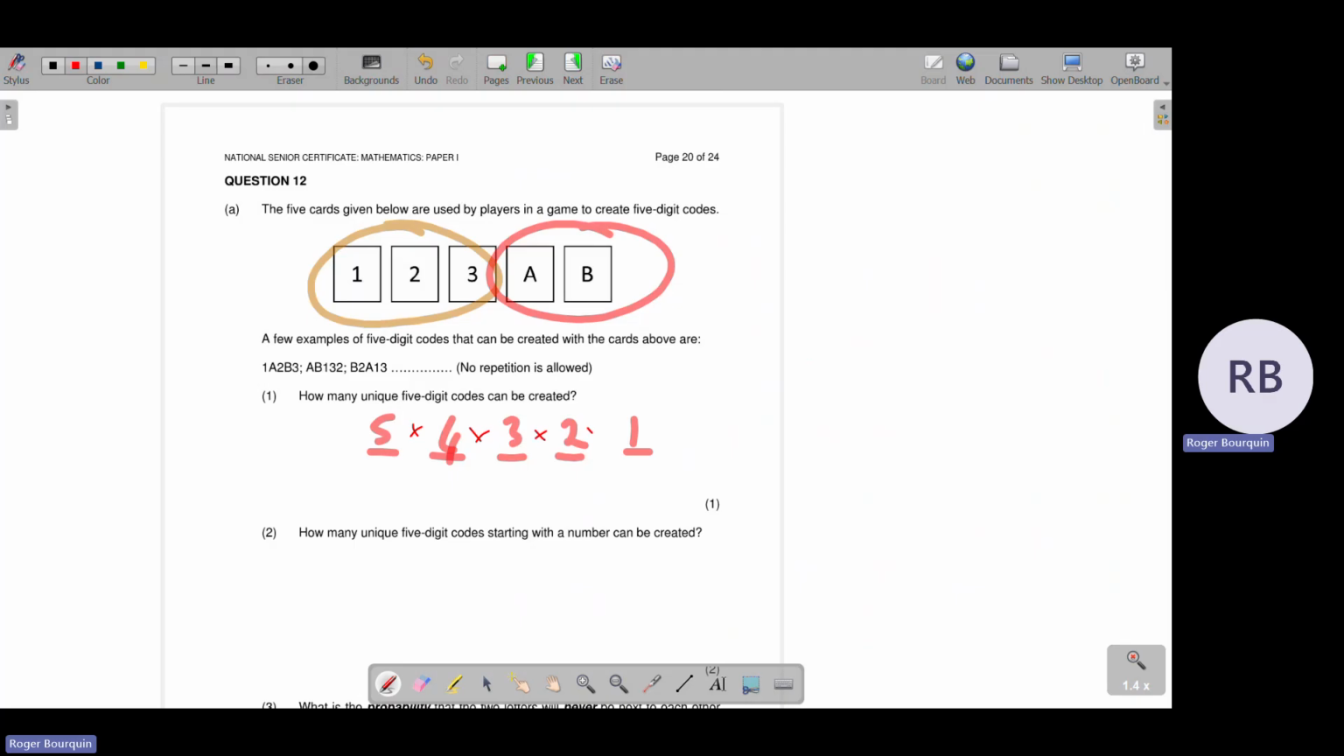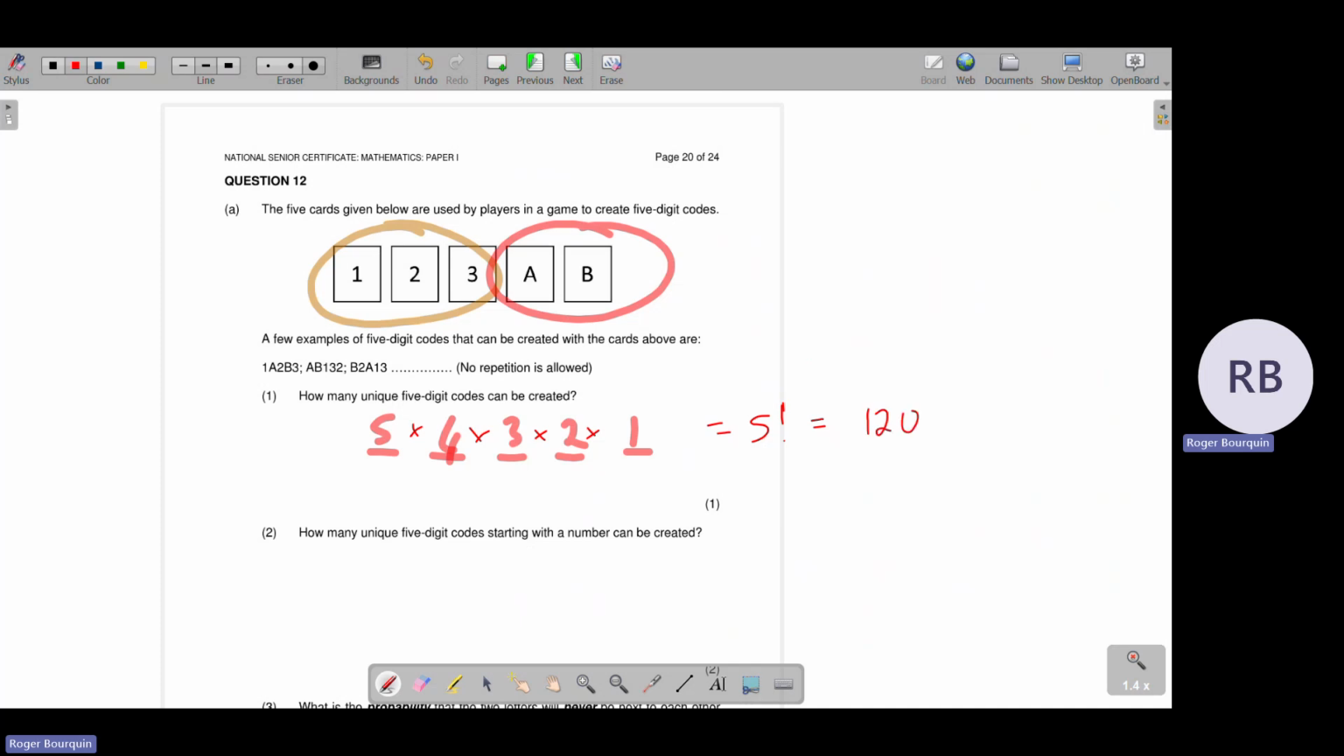So that's the fundamental counting principle. It is your number of choices times your number of choices at each stage. 5 times 4 times 3 times 2 times 1. In other words, the number of ways you can arrange 5 things in order is 5 factorial, right? Which is equal to what? 120. Okay, we're happy with that.